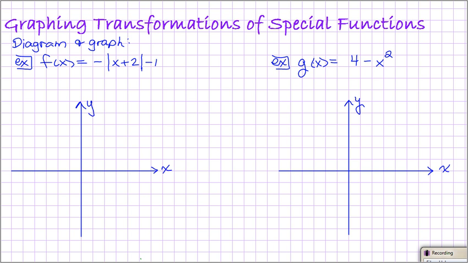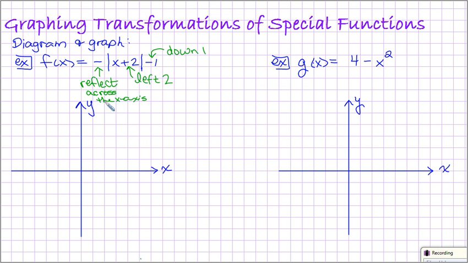Okay, for the first example, I've got f of x equals negative of the absolute value of x plus 2, minus 1. First thing we're going to do is diagram the function just like we did last week. The negative in front means it's going to reflect across the x-axis. X plus 2 means that's our horizontal shift, and it's going to go the opposite of what it looks like. So plus 2 means it's going to go left 2 units. And the minus 1 at the end is our vertical shift to tell us to go down 1 unit.